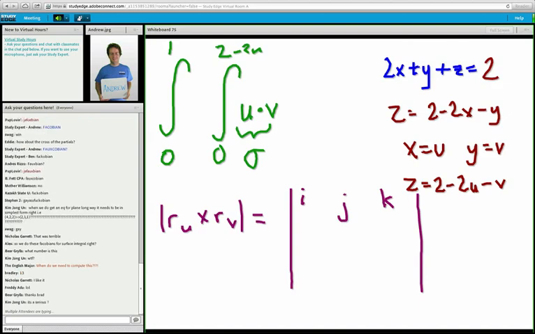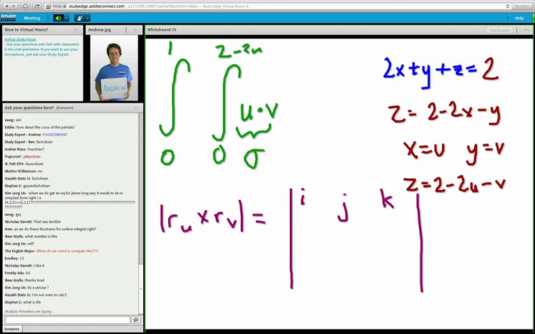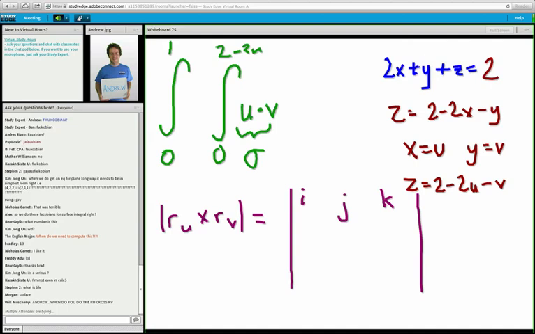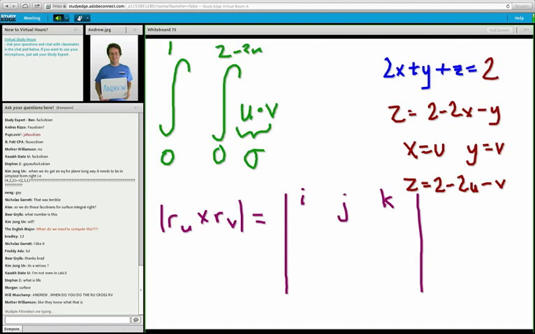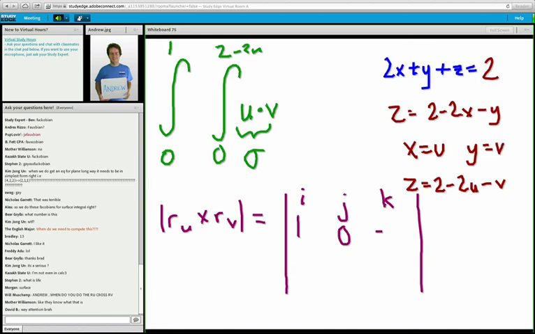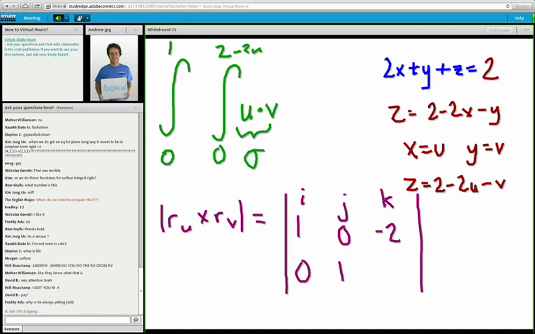The English major asks, when do we need to compute this? We need to compute this when we're doing a surface integral. This is a surface integral, so we need to compute this Facobian. I'm answering that question right now, Will. Chill out. So, what is the derivative of x with respect to u? That would be 1. The derivative of y with respect to u would be 0. The derivative of z with respect to u would be negative 2. The derivative with respect to v of all these other guys would be 0, 1, negative 1.